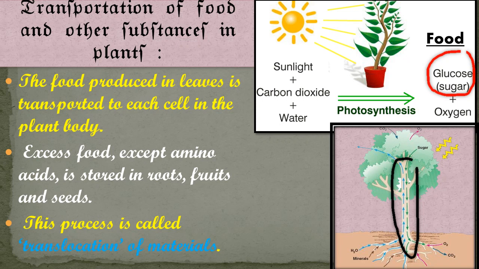The translocation of material is not a simple physical process, and it needs energy. That means for transporting the food material, gases, water and minerals, the plant requires energy, and this energy is obtained from ATP. So what is ATP? This is the energy currency of a plant, and the full form is adenosine triphosphate.